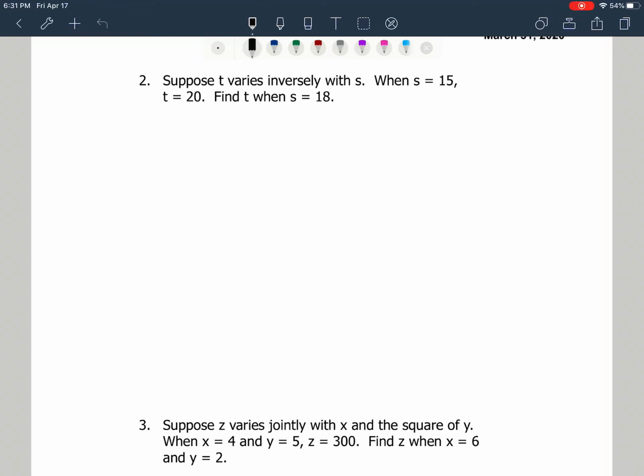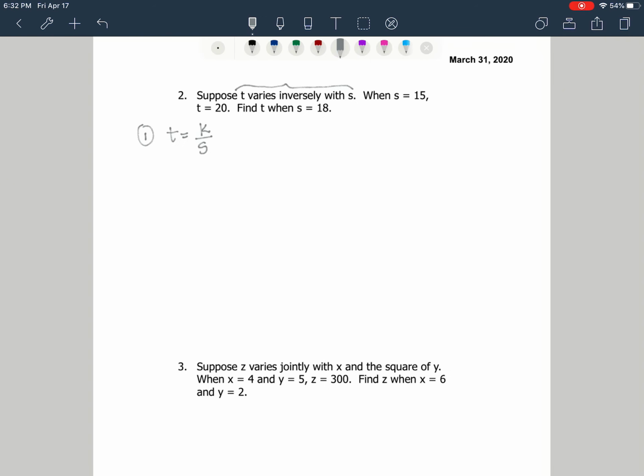We have another few examples here with different laws. Here we have t varies inversely with s. So I'm going to write down that general formula, t equals k over s.